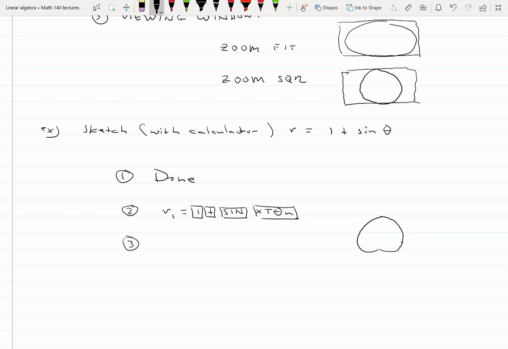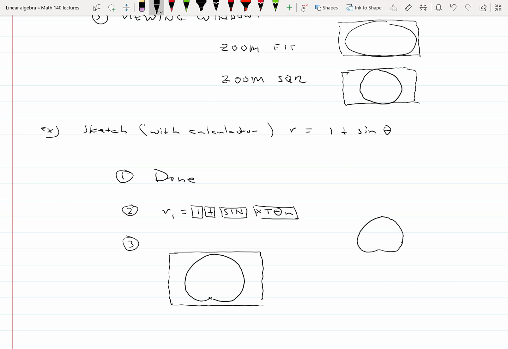Its realistic shape would be pretty similar to the smashed shape, I guess. You should see something like this appear in your calculator. Zoom fit, zoom square.